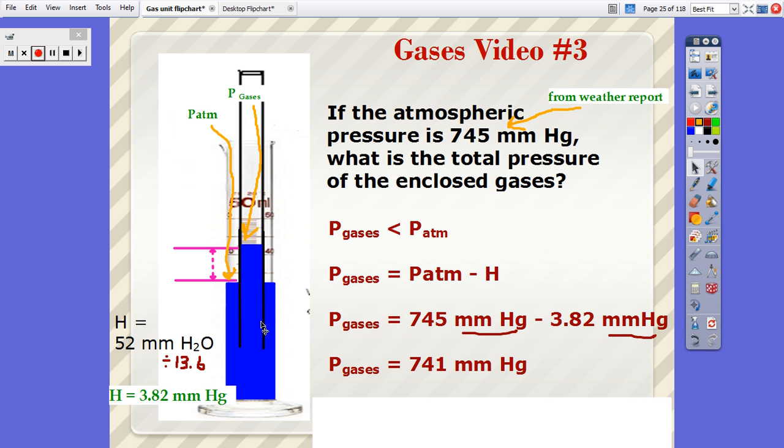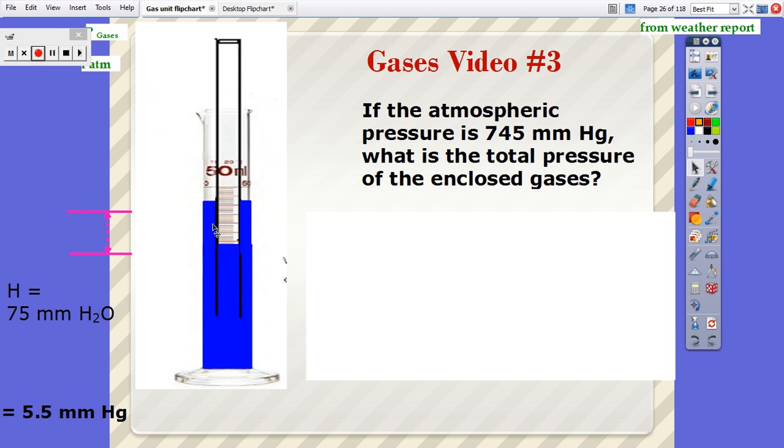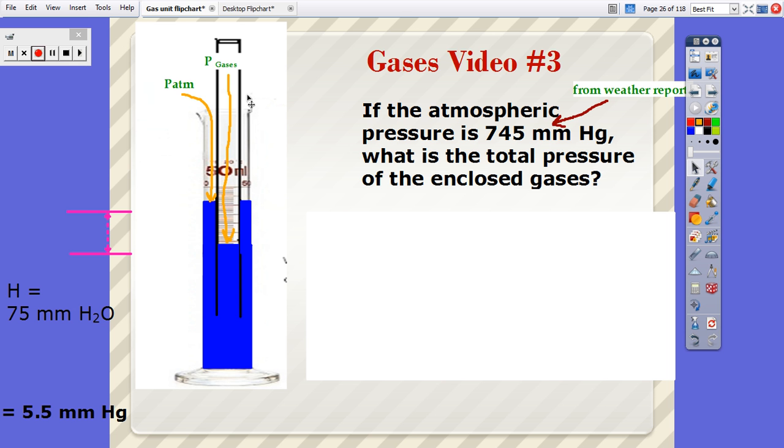Okay, this is what we do when the water level is higher in the gas collecting tube, but sometimes it is higher in the beaker. Once again, atmospheric pressure is going to come from the weather report. Then we're going to go take a look to see where the gas pressure is. The gas pressure is pushing down inside the gas collecting tube. Then we're going to go look at the atmospheric pressure pushing down inside the beaker. In this case, the gases are pushing down with more force than the atmosphere because the water went lower. So the pressure of the gases is greater than the atmospheric pressure.